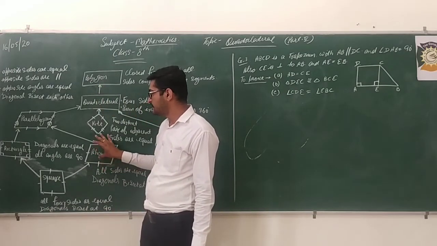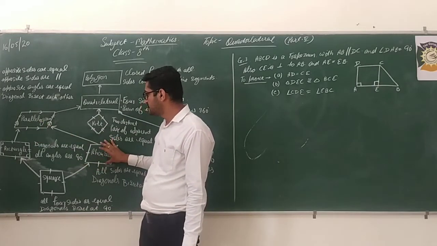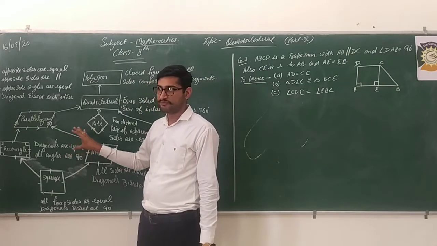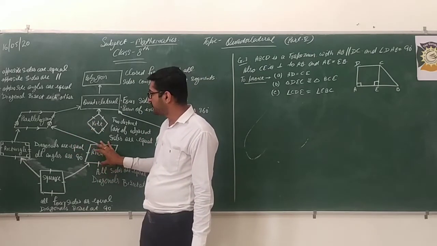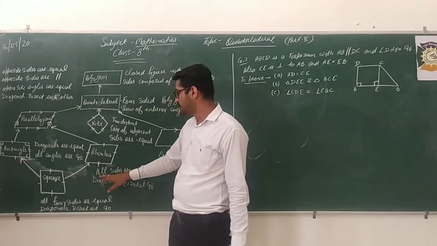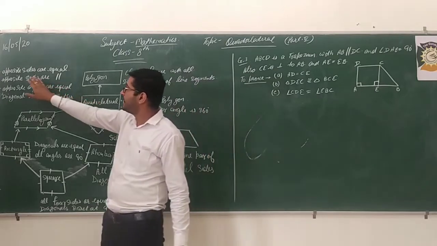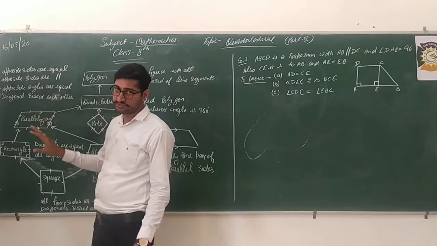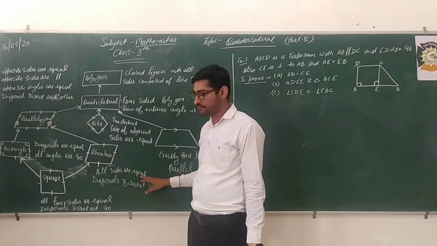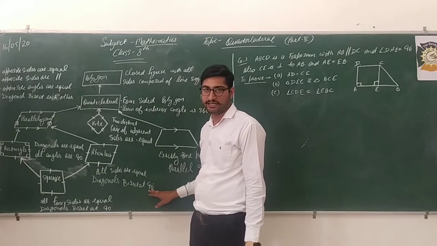Here, rhombus, it also indicates parallelogram. It means it holds the properties of the parallelogram, and you can see the properties of the parallelogram here. And along with these properties, all sides are equal. First, you see opposite sides are equal, but along with that, all sides are equal. Okay, and diagonals bisect at 90 degree.